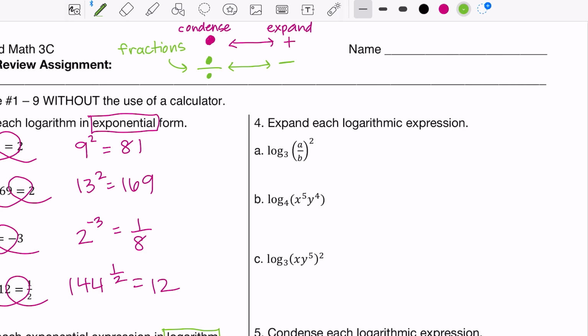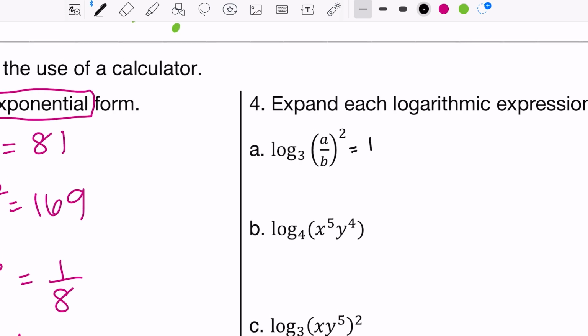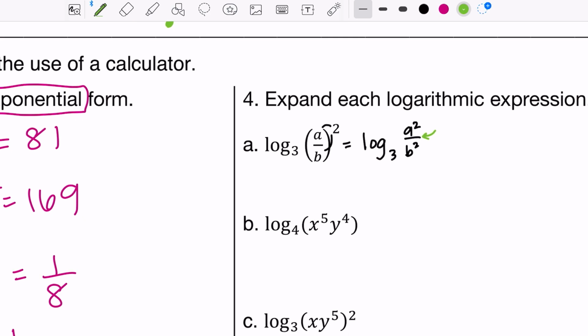Okay, so let's analyze what we've got going on here in 4a. First of all, what I want you to do is change this to log base 3 of a squared over b squared. It's going to make your life easier. And as you can see right here, we've got a fraction bar. So we're going to be dividing. And then we also have two bases in that argument. We have a and we have b.